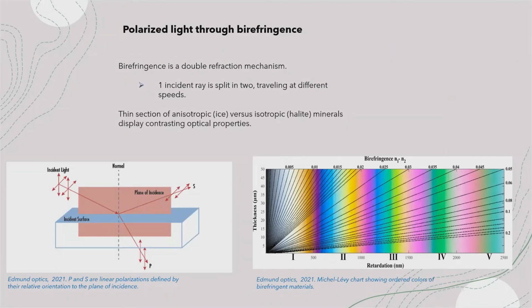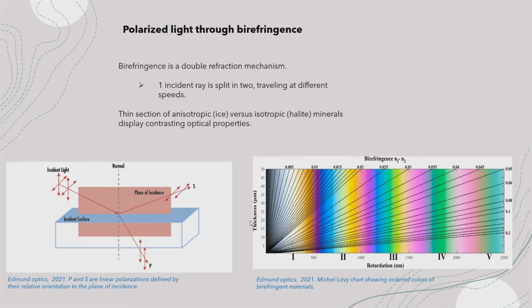To speak a little bit more on the physics of polarized light, just before we get into the next section of our exercise, we can talk a little bit about birefringence, which is essentially a double refraction mechanism. And this is displayed in anisotropic minerals such as ice, as opposed to minerals like halite, which are isotropic. In the bottom left corner, we see a little schematic of how that works, where we have an incident light source that is split into two different planes. And there we have two rays that are traveling at two different speeds.